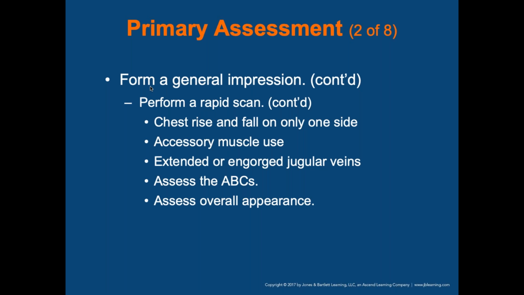We're going to perform the rapid scan, looking for chest rise and fall. If you notice anything on only one side or not, we're going to look for accessory muscle use, extended or engorged jugular veins, and the ABCs, and also assess overall appearance. Why would you think to look for extended jugular veins or jugular vein distension? What do you guys think? Hopefully you guys can reply back.